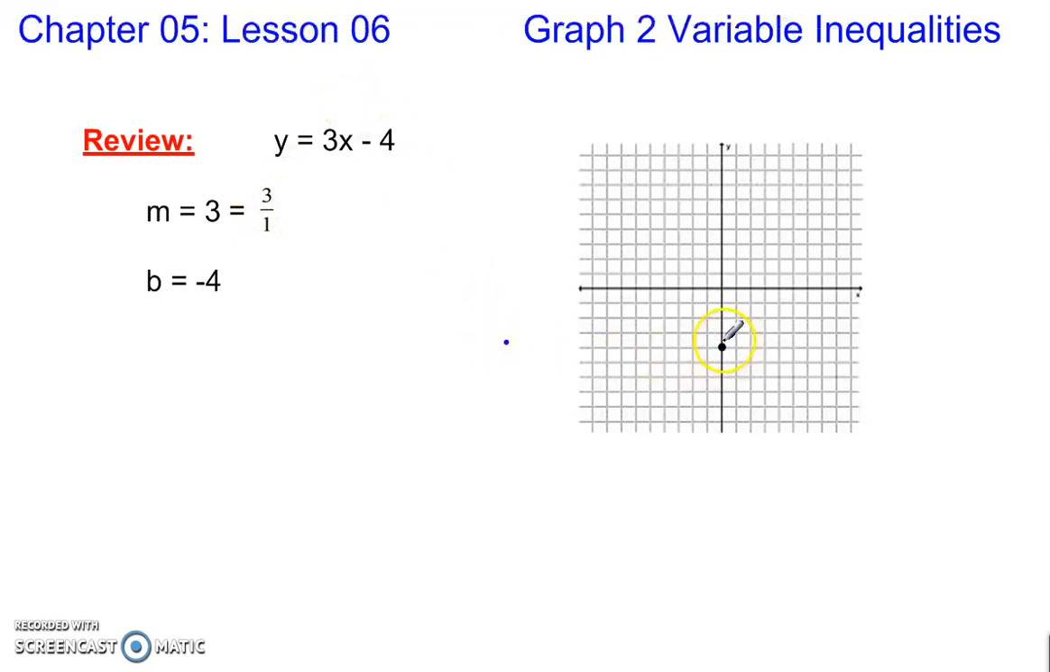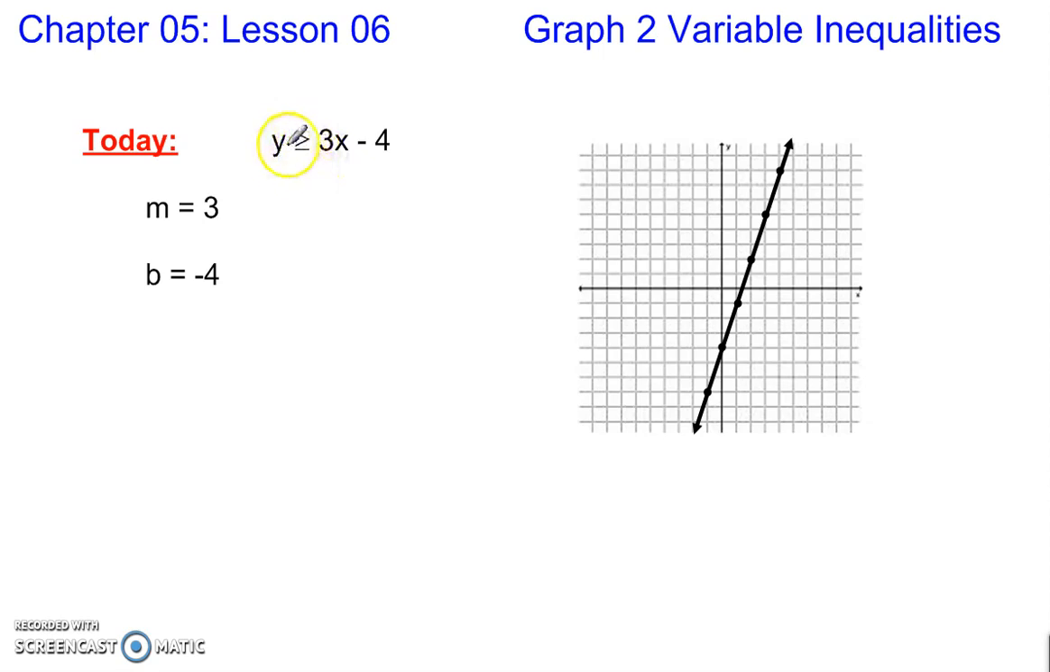So from here I can count up 3 over 1, put a dot there, and then just follow that slope in either direction. You really just need 2 points to graph a straight line. Now if we change this to an inequality, we say y is greater than or equal to 3x minus 4, well then my solution set doesn't just include this line, but all the values that are greater than this line, so that are above that line.